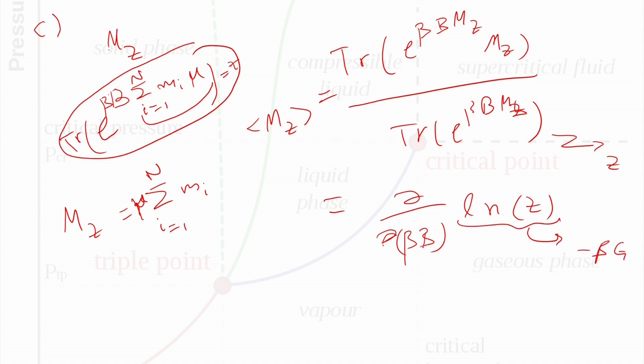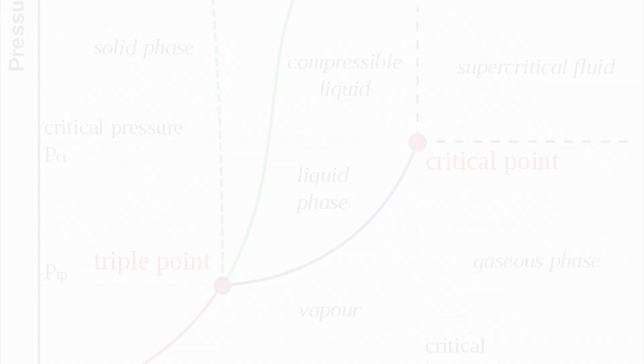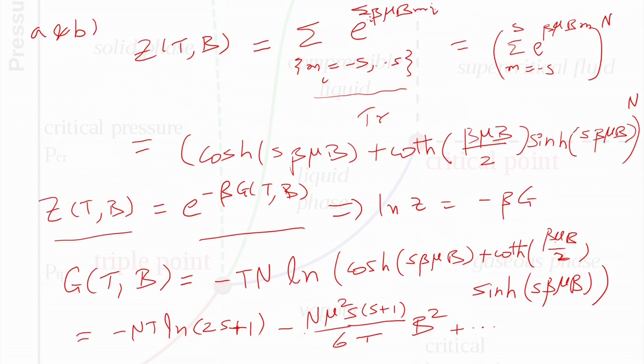If you think of differentiating with respect to the magnetic field, this becomes minus dG by dB basically. So the average magnetization is nothing but the derivative of the Gibbs free energy with respect to the magnetic field. Okay, so let me go ahead and do that. If I do that, I get this result, because I have already calculated the Gibbs free energy, and this is my Gibbs free energy. All I have to do is take a derivative with respect to magnetic field.